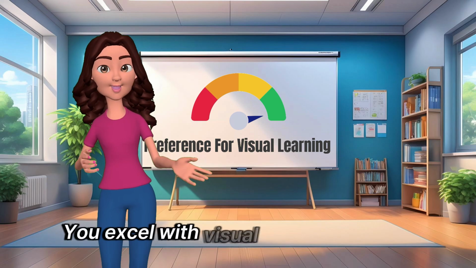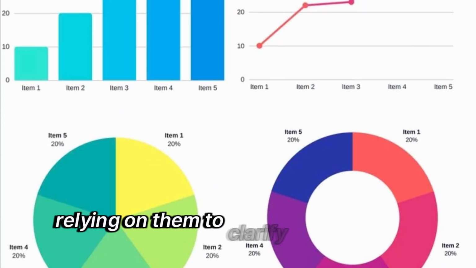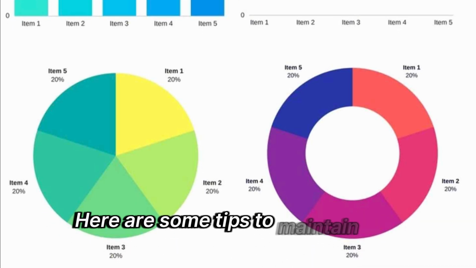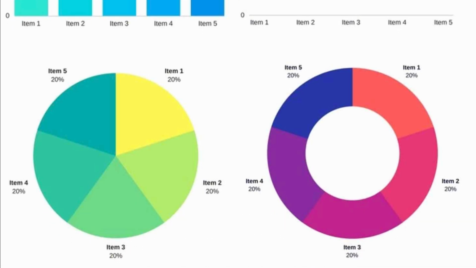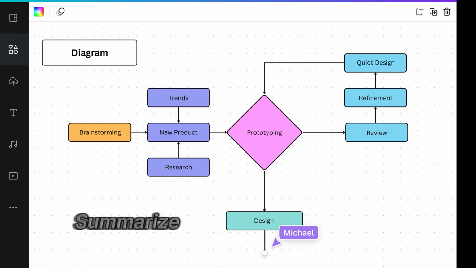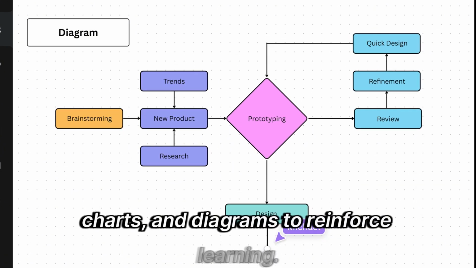Your score shows a strong preference for visual learning. You excel with visual aids like graphs, diagrams, and maps, relying on them to clarify concepts and understand instructions. Here are some tips to maintain and enhance your skills. Tip 1. Create visual summaries. Summarize information using mind maps, charts, and diagrams to reinforce learning.